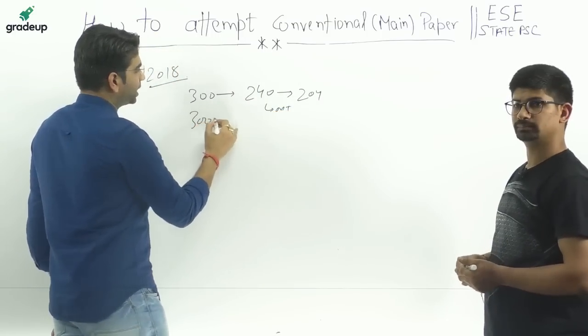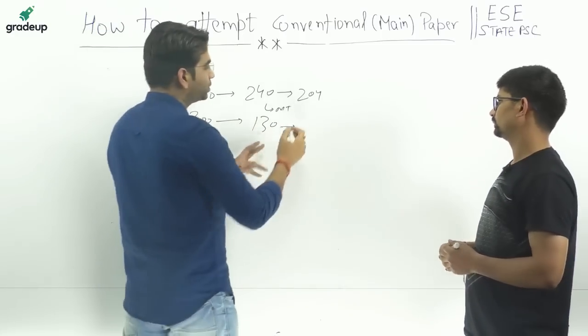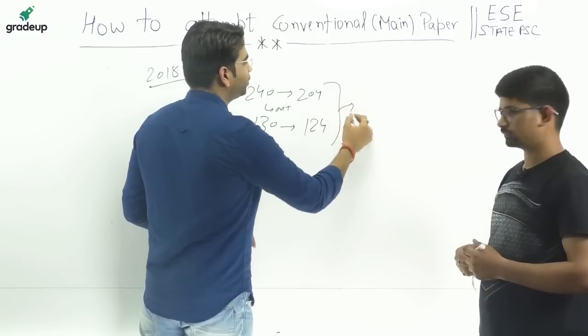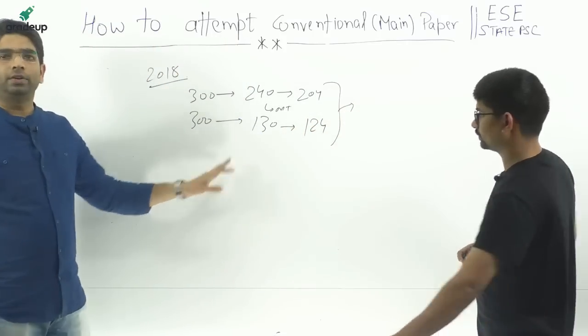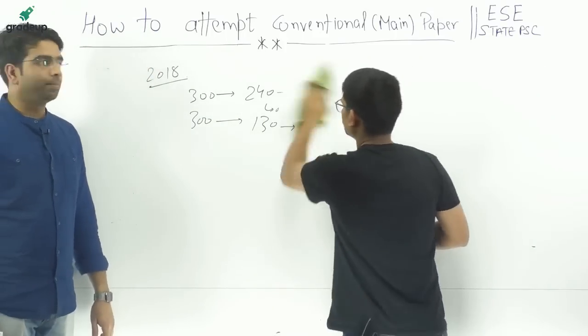And in the second paper of 300, I solved 130 and I was a bit nervous about what would happen. I was guessing that it was a very low score, but 124 was easily manageable to get a rank of 17. So my dear friends, Ashish will now discuss what are the good attempts for the mains.